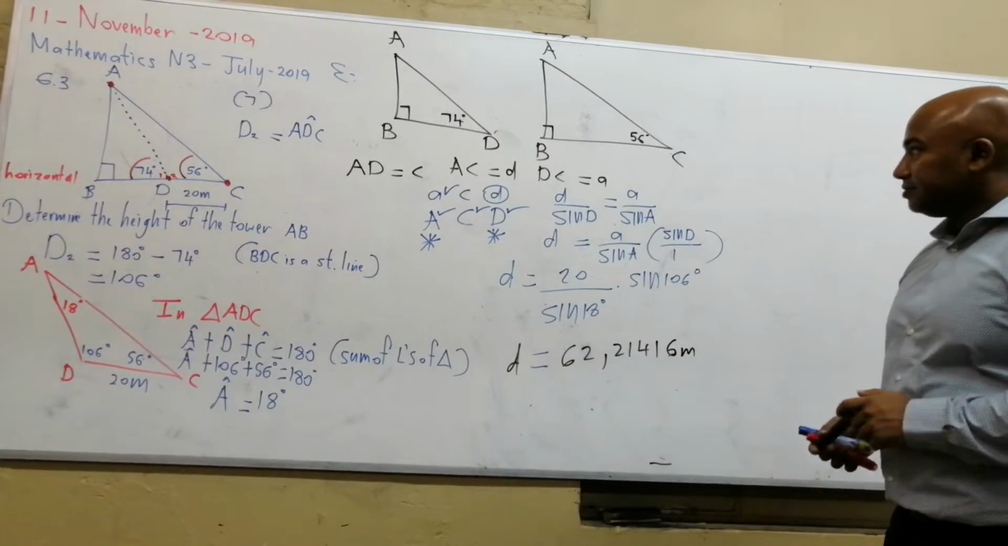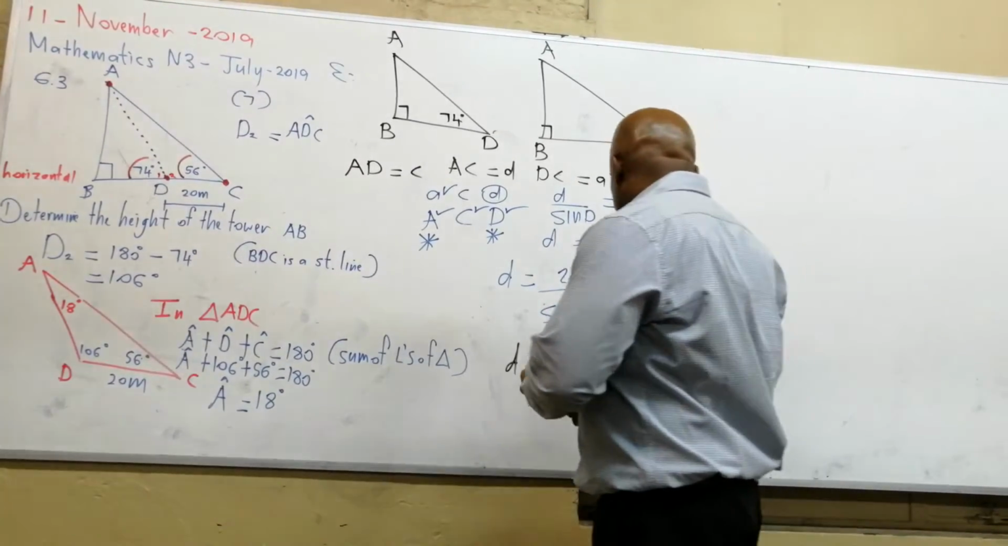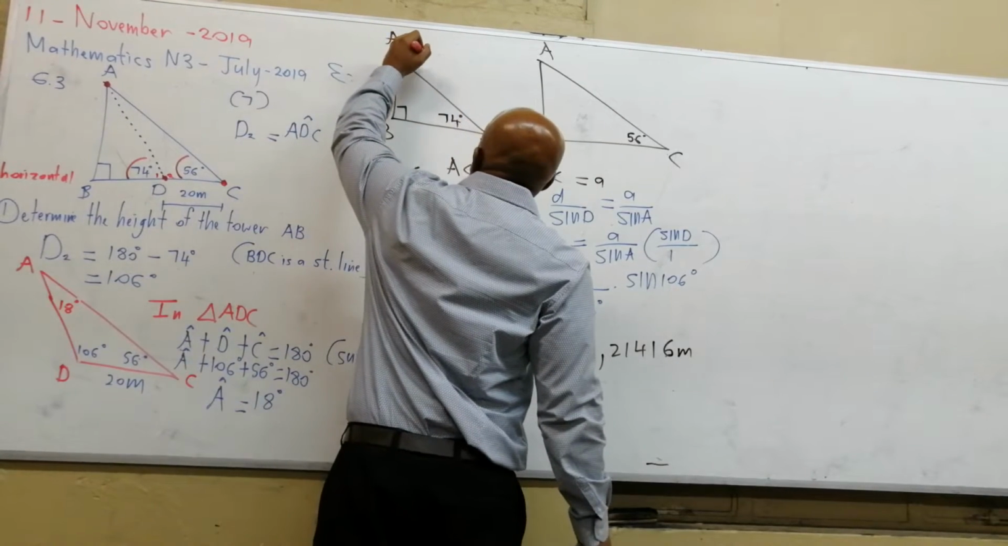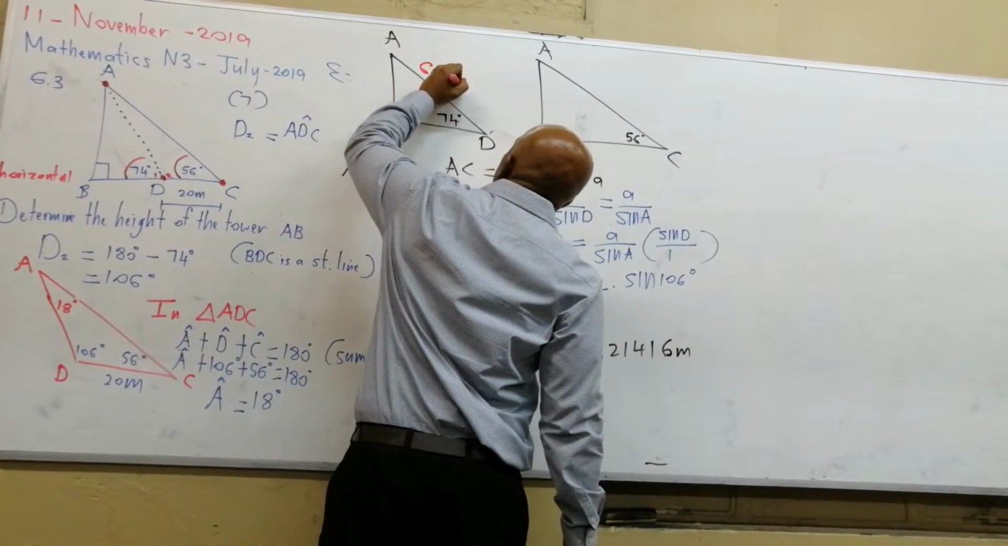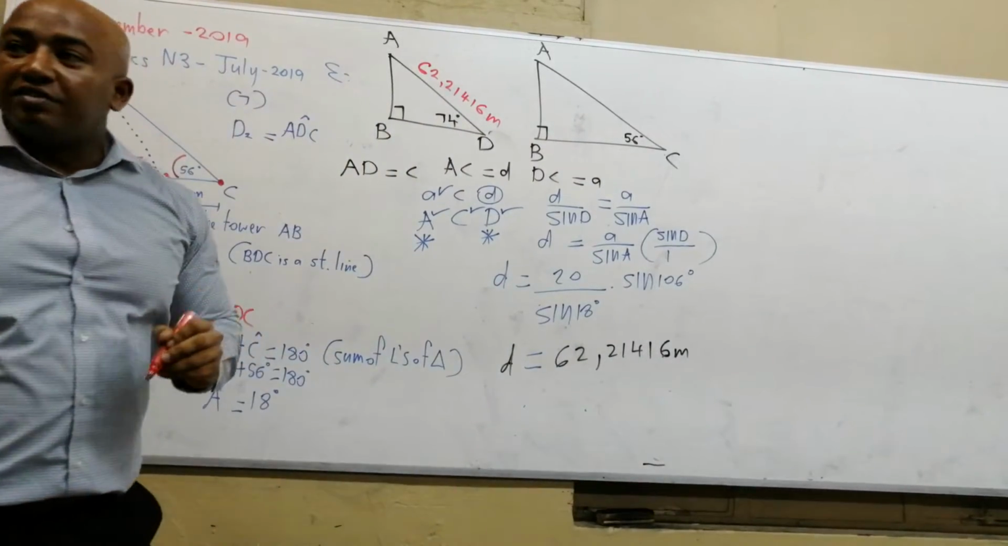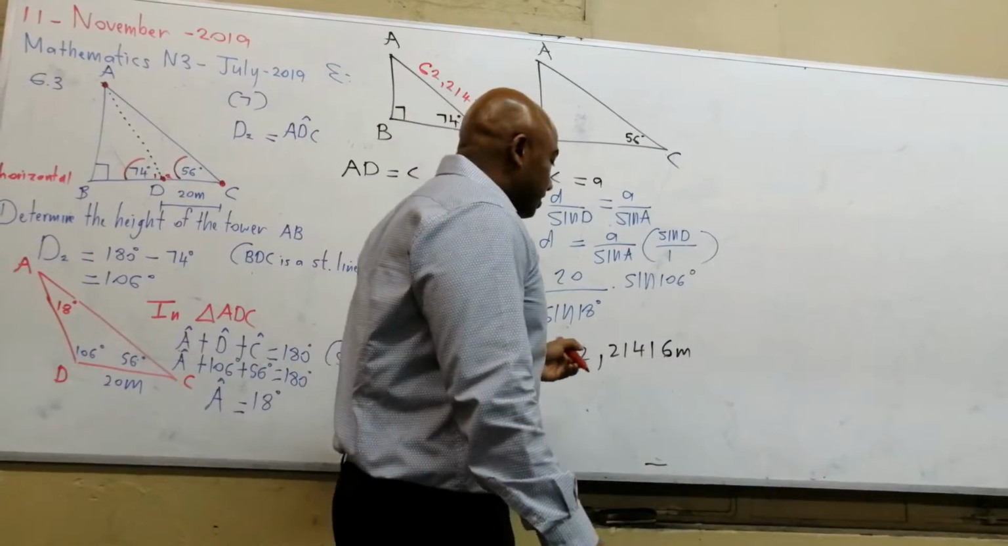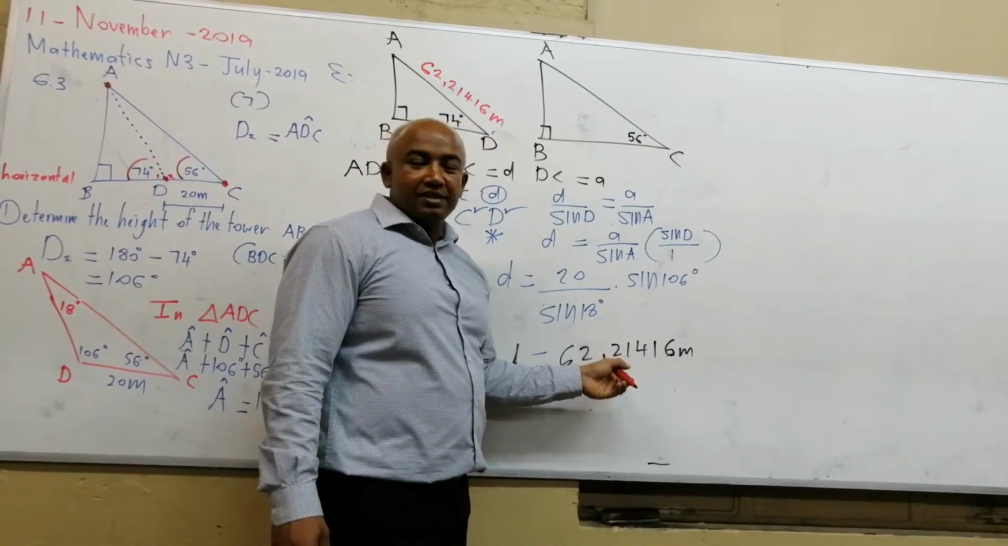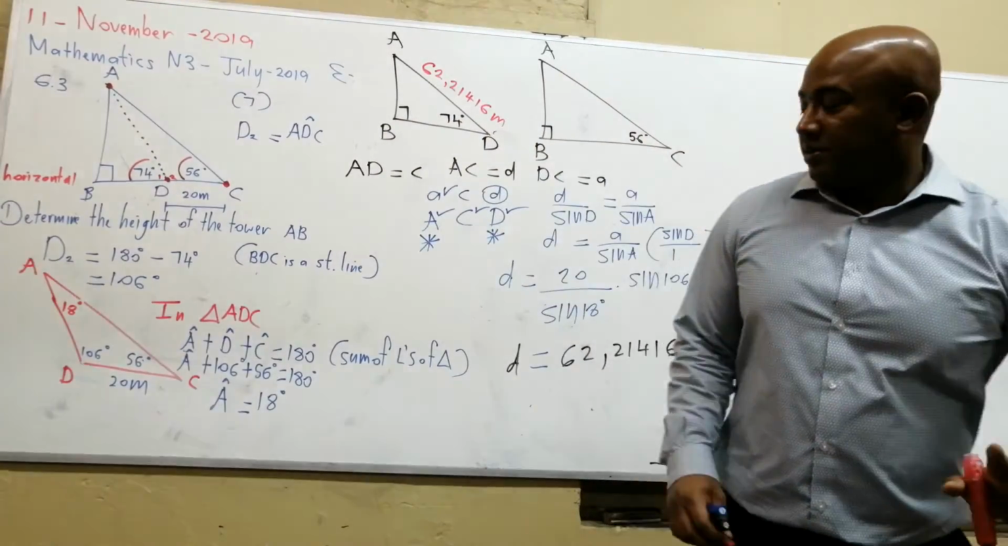So now let's transfer this information here. 62.21416 meters. This is not the final answer, so we will not round up to 3 decimal places here. You're clear with that? At least 5 decimal places will be okay for now.